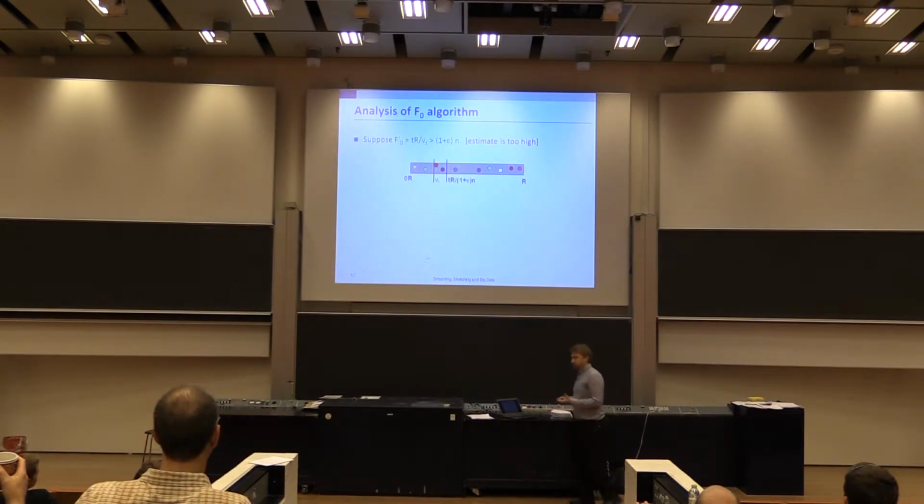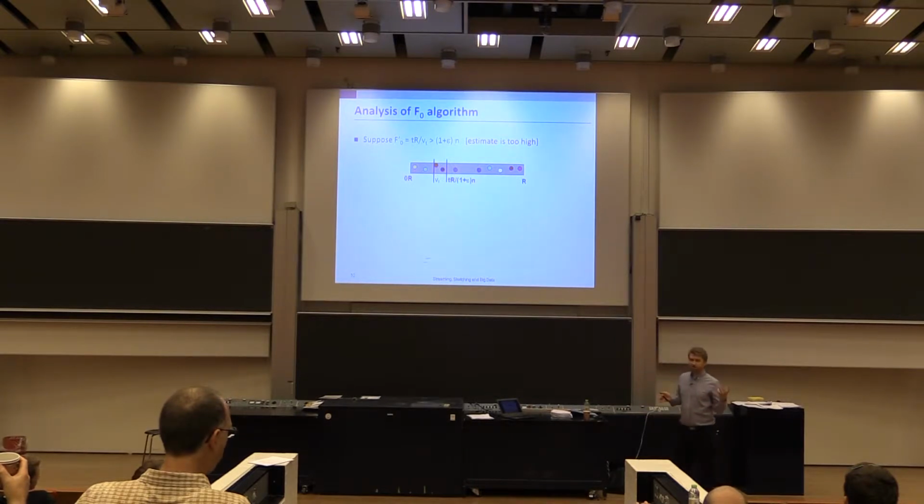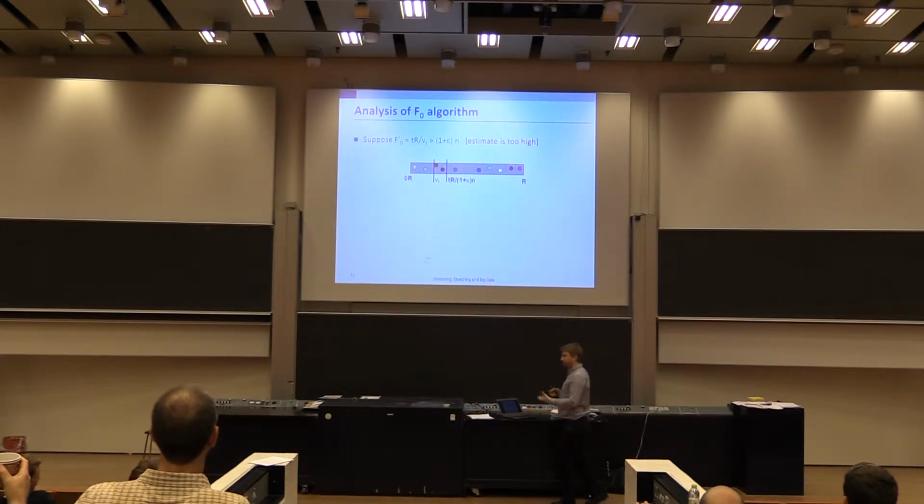So let's assume things go well for us, and we have a good estimate. What could go wrong? What could go wrong is if that estimate is either too high or too low. What would it mean for the estimate to be too high? It would mean we have too many items hashing in this low end of the range. So we see too many items with a small hash value, and that would push up our estimate of F0.